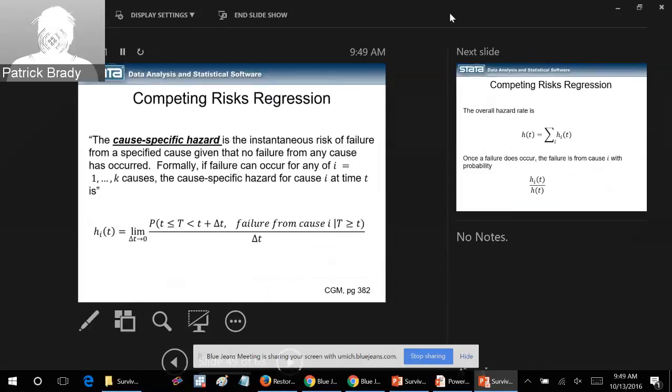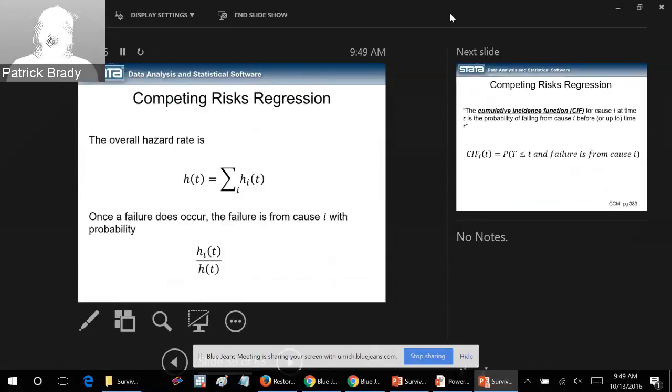And that adds a whole lot of complications. If I write out my hazard now, it's the probability that the event occurs in that little sliver of time, remember when we were talking about hazards, and that it's failure from the cause I'm interested in. It could be local breast cancer, it could be distant metastasized cancer, and the time is greater than whatever time point I'm interested in. So now I have to talk about cause-specific hazards. Then the overall hazard rate is going to be the sum of all of these hazards. So the hazard for any of these things becomes the sum of these functions. And once a failure does occur, it occurs with a probability that is the ratio of that cause-specific hazard relative to the total hazard.